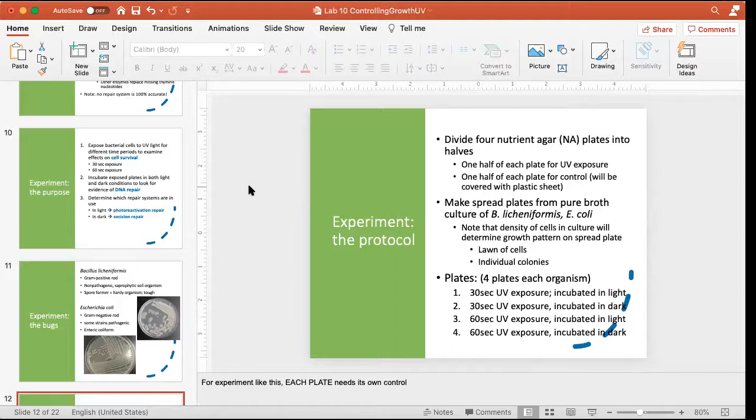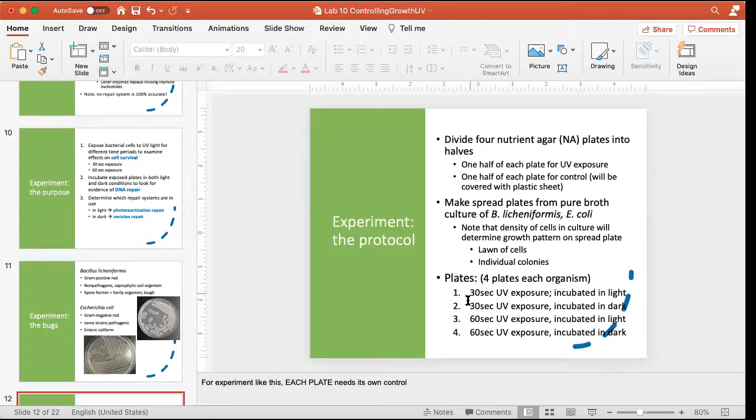And each plate will be divided in half. Half of the plate will get covered so that it will be protected from ultraviolet rays, and the other half will get exposed to the ultraviolet rays. And the reason we need 4 plates is because we're going to both look at 30 seconds of exposure and 60 seconds of exposure. And we're going to incubate those plates both in the dark and in the light.